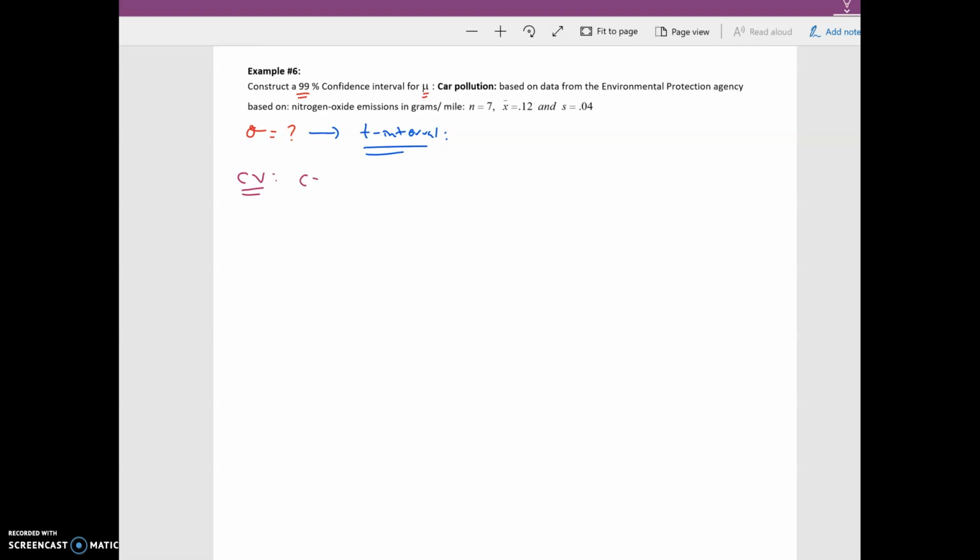Now, the value of c is equal to 0.99, therefore alpha is equal to 0.01, and alpha divided by 2 is 0.005.